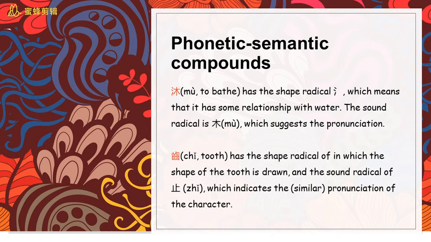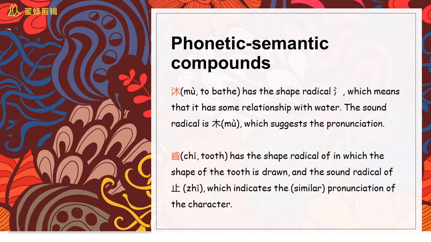Phonetic semantic compounds belong to the combined creation. A phonetic semantic compound consists of 2 parts, the shape radical and the sound radical. The shape radical refers to the meaning of the character, and the sound radical indicates an exact or similar pronunciation. For example, 沐, to bathe, has a shape radical 三点水, which means that it has some relation with water. The sound radical is 木, which suggests the pronunciation.